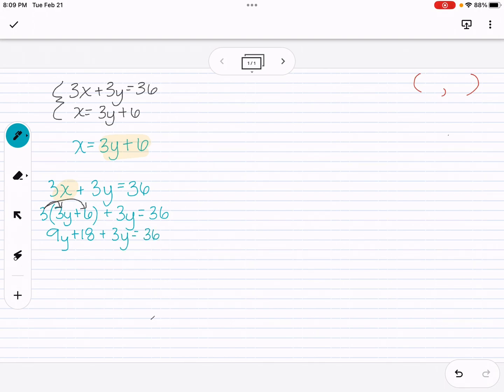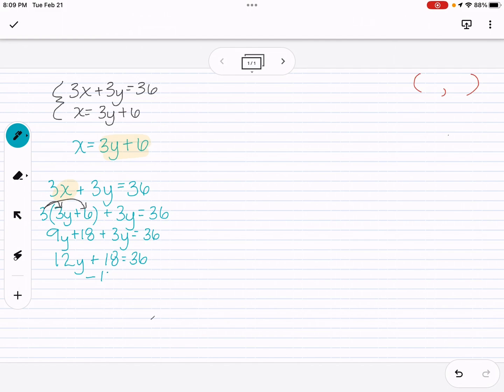Just copying the rest down. And then I have some like terms. I have a 9y and I have a 3y, so I can combine them to make 12y. And then once we get here, all the y's are together, and now we need to get rid of those numbers, the 12 and the 18.